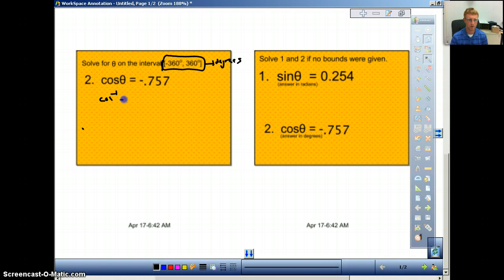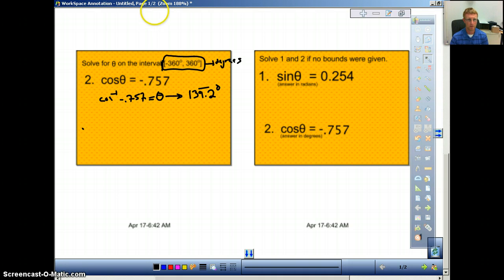Okay, inverse cosine of negative 0.757 is equal to theta. So theta actually is equal to 139.2 degrees. Okay, so that's our initial amount.